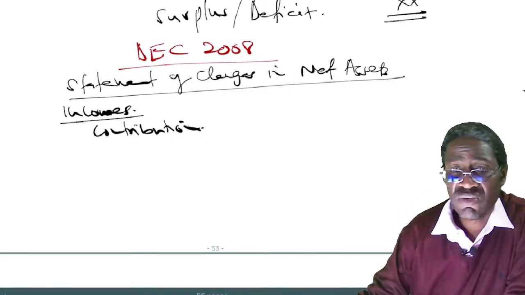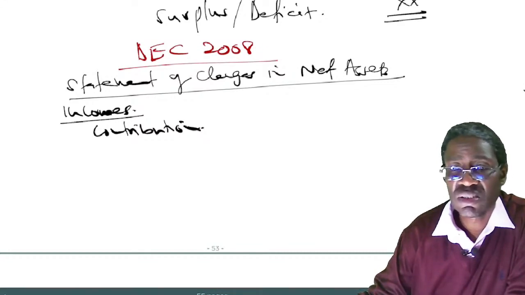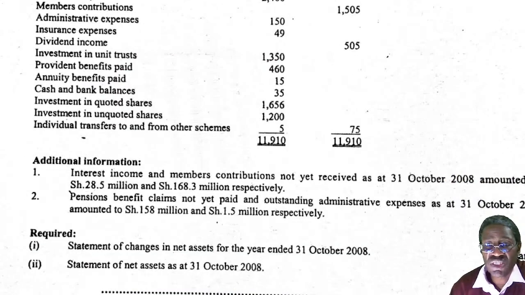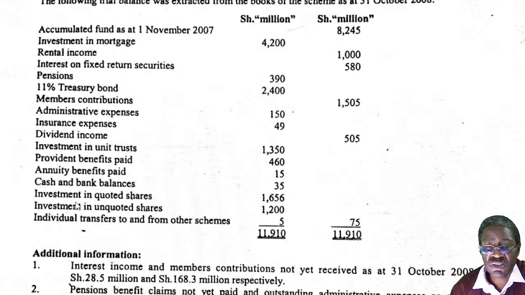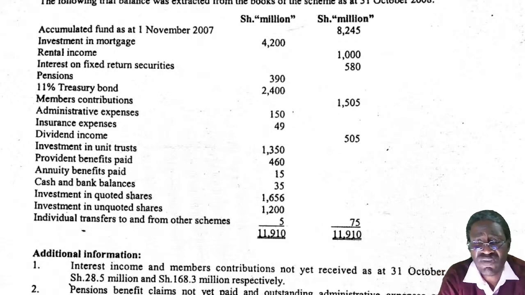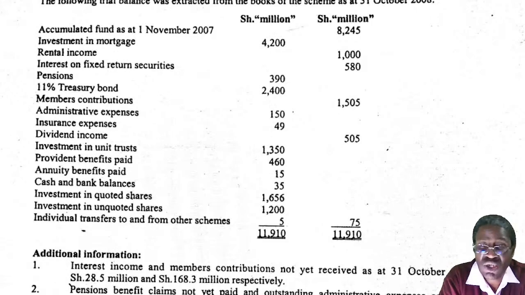Let's check from this trial balance. Where did we see that amount? When I look at this trial balance, they have just given us one amount called members' contribution. If you look at the credit column, it's given as 1505. That's what we have received. But if you remember, note number one told us interest income and members' contributions not yet received amounted to 28.5 and 168.3 million respectively.